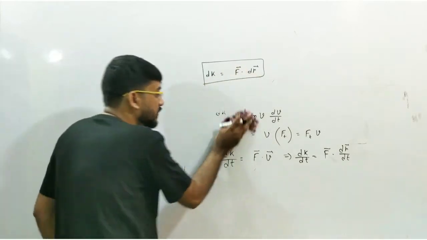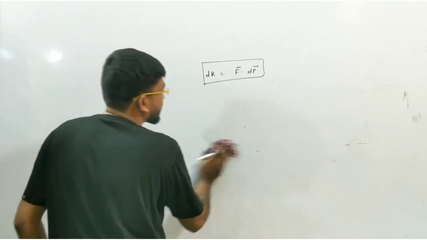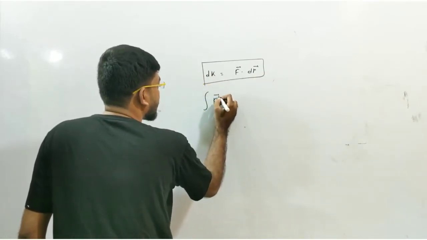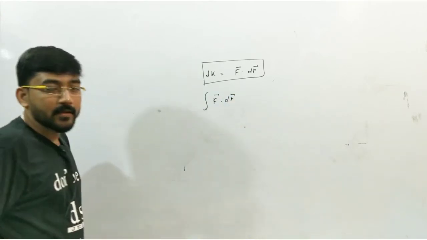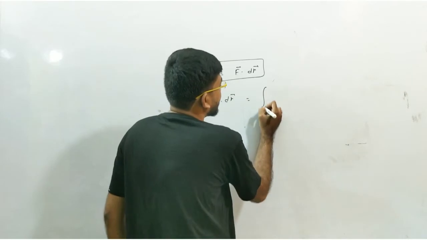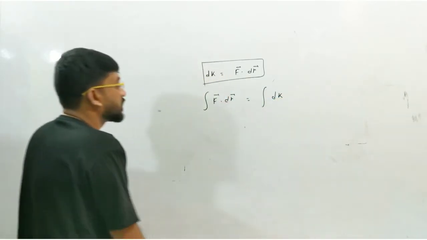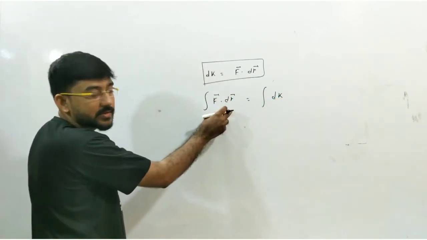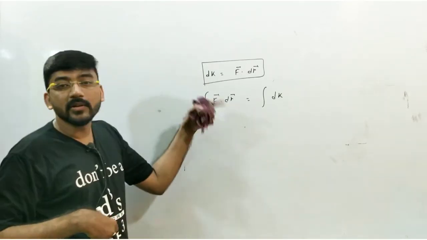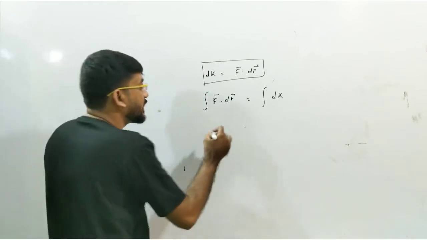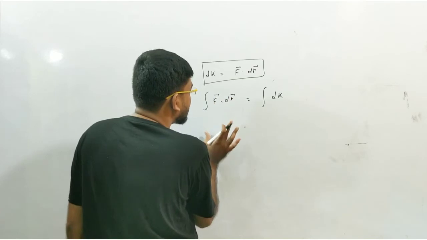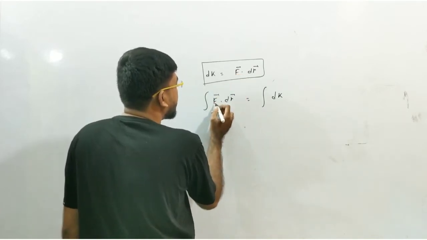Now if you integrate this expression, what you will get is the integration of f dot dr, which I have written here on the left side, is equal to the integration of dK. So this integration f dot dr is what? This is the dW. So when you integrate this dW, it will be W. So you can write it this way also: the integration of f dot dr is nothing but W.